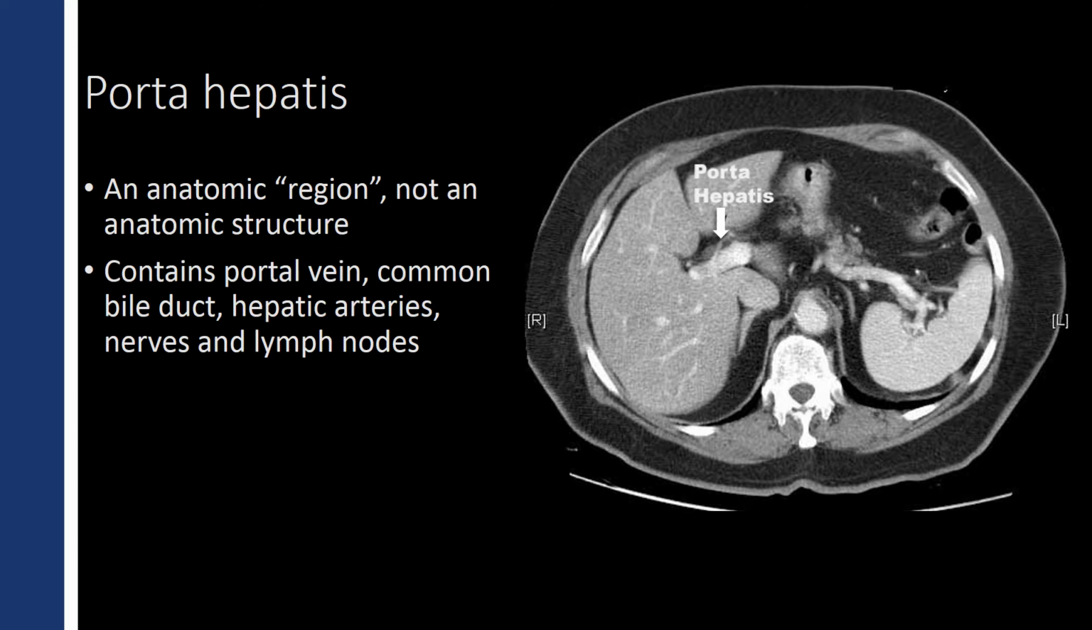Now, a term you'll hear used is porta hepatis. Porta means doorway or portal. Hepatis, of course, means liver, so this is the doorway to the liver. And it's not actually a structure, it's more of a region, and it's a region that things pass through. Specifically, passing through the porta hepatis is the portal vein, the common bile duct, also hepatic arteries, nerves, and some lymph nodes. And as a matter of fact, because a lot of blood drains through the portal venous system, in fact, pretty much all the portal venous system gets blood supply from pretty much all of the GI tract.